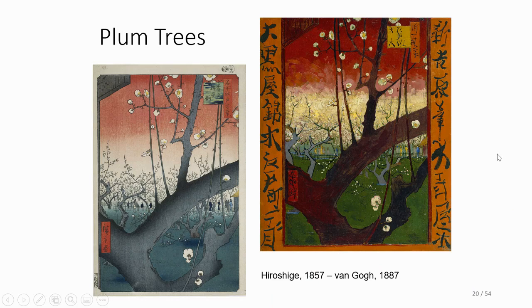Here we have another piece, and this one just shows you the clear way in which these Japanese artists were influencing Western artists. So here we have Plum Tree. So this is from Hiroshige, and then the Van Gogh copy. So obviously, the Impressionists are going to be using oil paint. They're going to have kind of a different technique, but the composition is almost completely exactly the same.